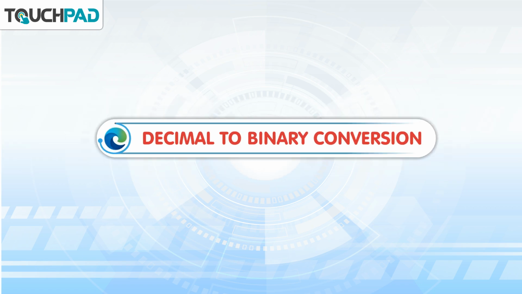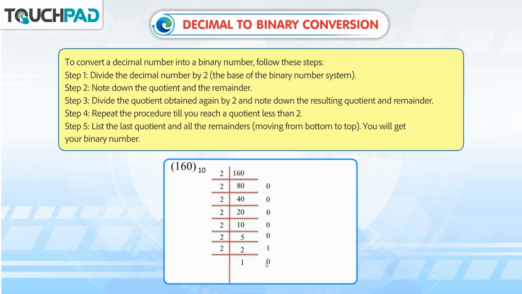Decimal to binary conversion. To convert a decimal number into a binary number, follow these steps. Step 1. Divide the decimal number by 2, the base of the binary number system.